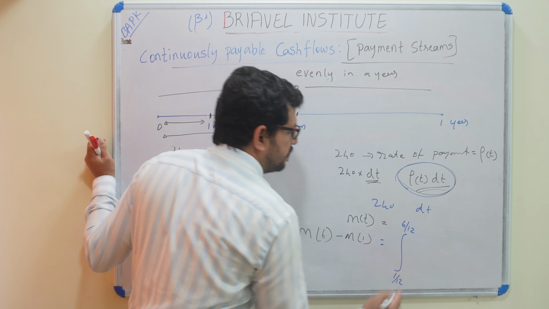That means in 6 months, how many policies will be received? 10,000 times 6 divided by 12, so 5,000 policies will be received in 6 months, because 10,000 policies are distributed in a year. In 1 month, how many policies will be received? That will be 833.